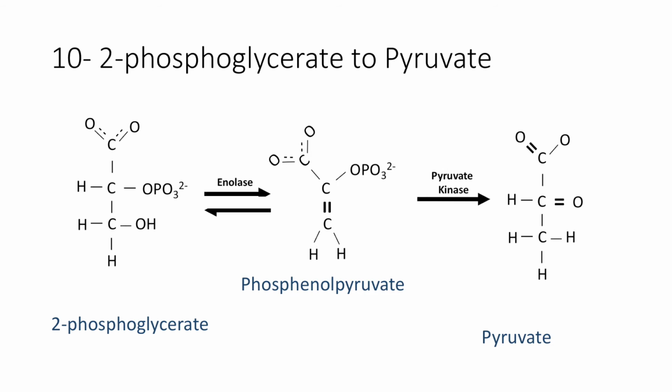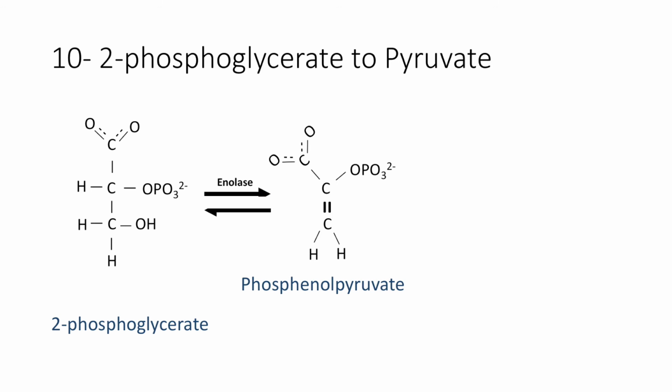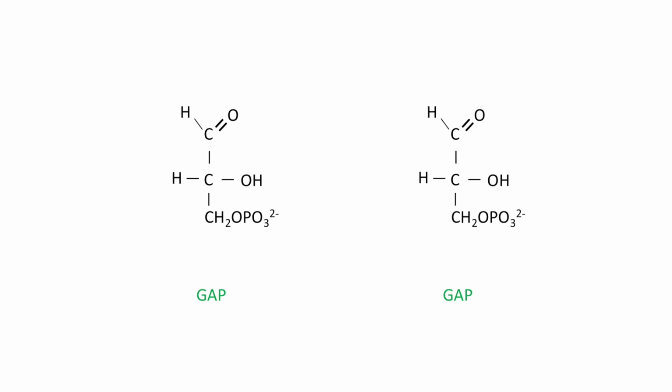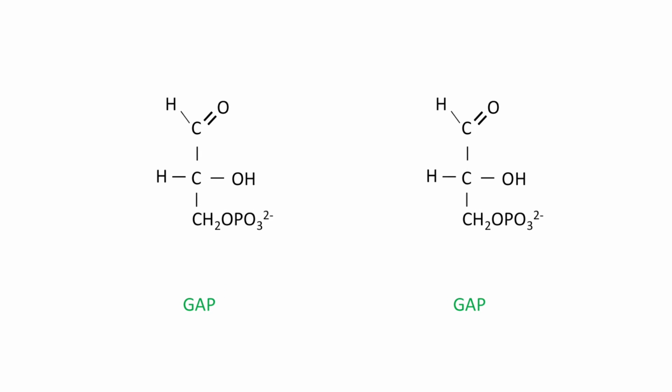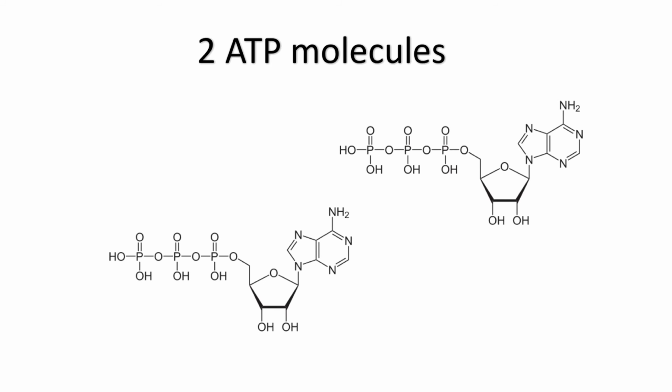Then, for the final step, the 2-phosphoglycerate molecules are converted to pyruvate. First, enolase converts 2-phosphoglycerate to a phosphoenolpyruvate intermediate. From there, the enzyme pyruvate kinase helps to continue the reaction to form pyruvate. Because 2 GAP molecules follow along the glycolytic pathway following cleavage of the sugar, the result is 2 pyruvate molecules and 2 ATP molecules.